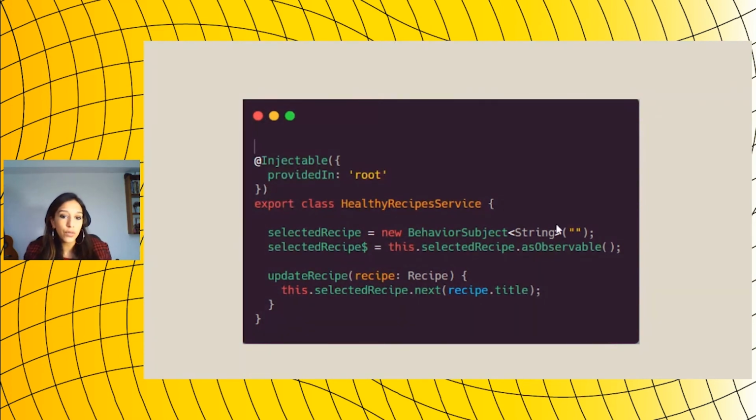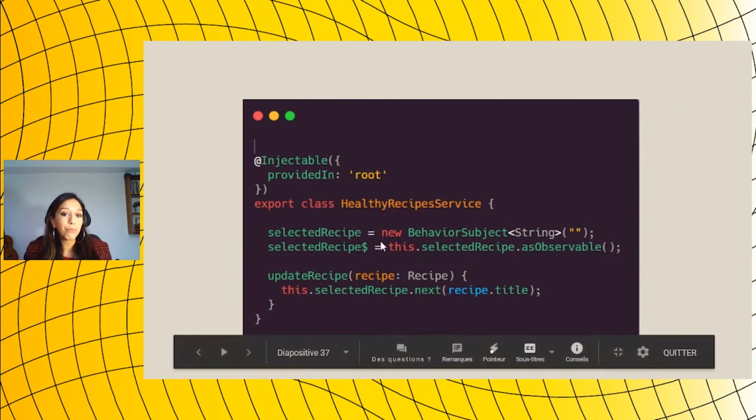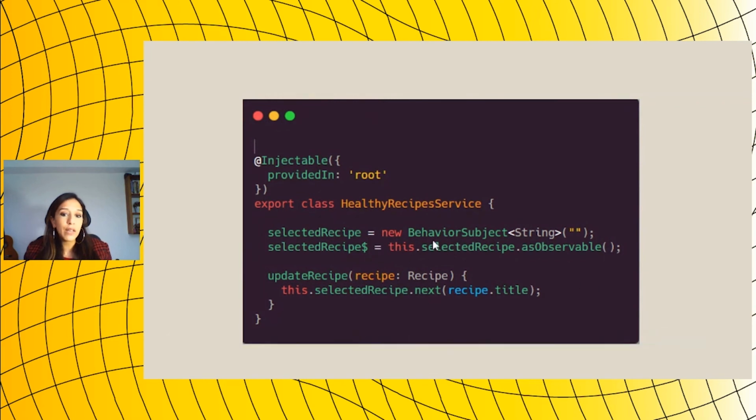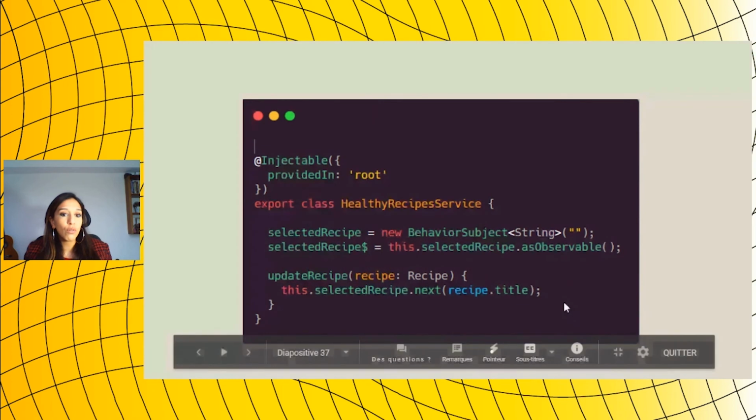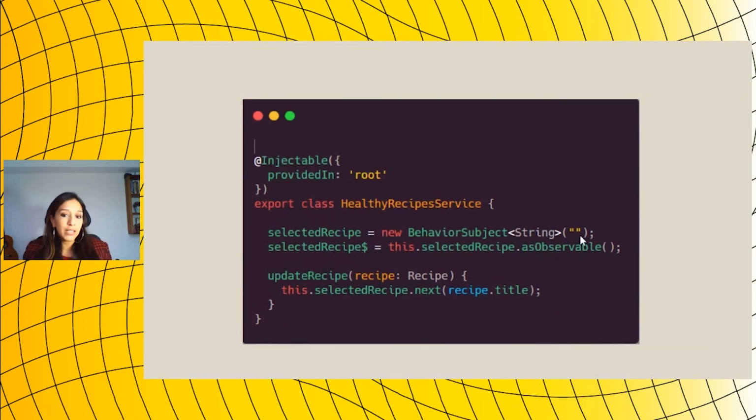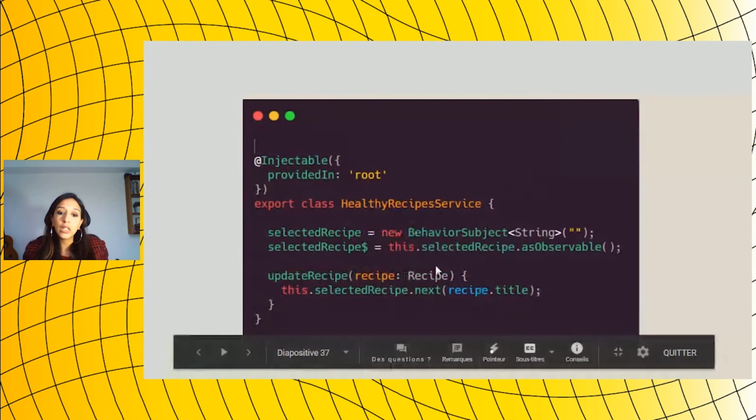In your Angular service, you can just instantiate the BehaviorSubject object. By default, you can put a default value here. For me, it is an empty string. You can expose this subject as an observable publicly to the other components, and you have an update method.